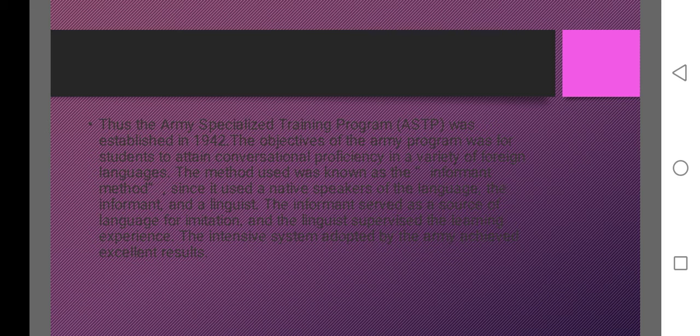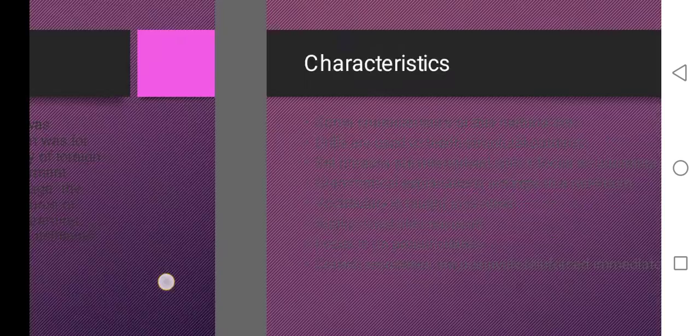The method used was known as the informant method. Since it used native speakers of the language, the informant served as a source of language for imitation, and the linguist supervised the learning experience. The intensive system adopted produced excellent results.